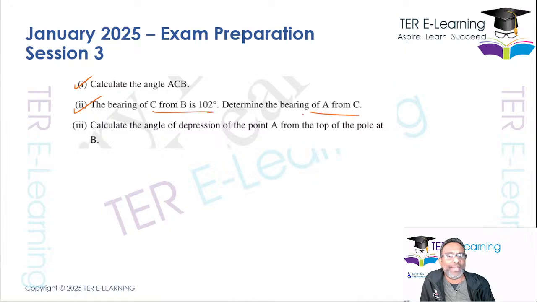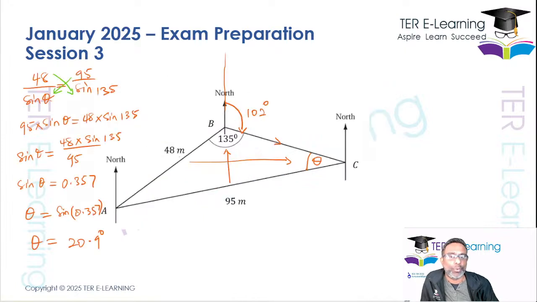Determine the bearing of A from C. You want the bearing of A from C, right? Now let me just put in this angle here one time. So this angle we just worked out here is 20.9. Now we want to know the bearing of A from C, so we want this whole angle here.